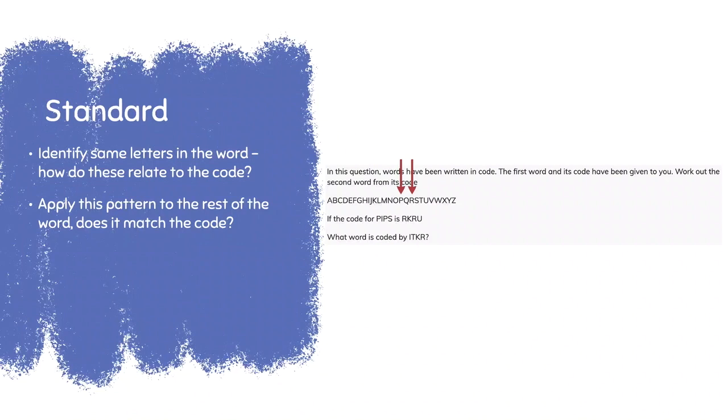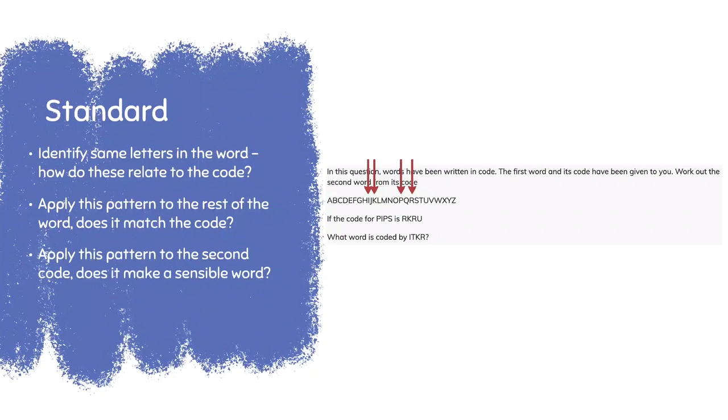So let's see if this pattern applies to the rest of the word. If we look at I, we would expect, if it follows the pattern, to move 2 spaces along the alphabet line to get to K. And we can see that it does that. Similarly, for S, we expect it to move 2 spaces along the alphabet line in order to get U, which it does. So we've worked out the pattern.